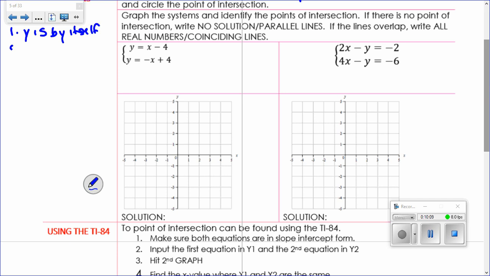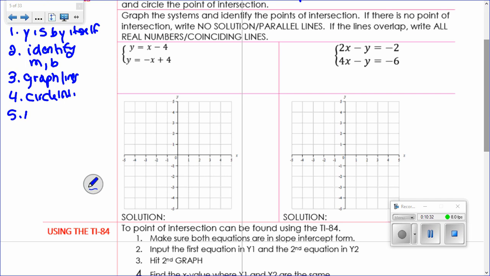Okay. Two, identify M and B. Three, graph the lines. Four, circle the intersection. Five, write the solution. Okay? So here, M equals 1, or 1 over 1. B equals -4. I'm going to go ahead and graph this first equation.